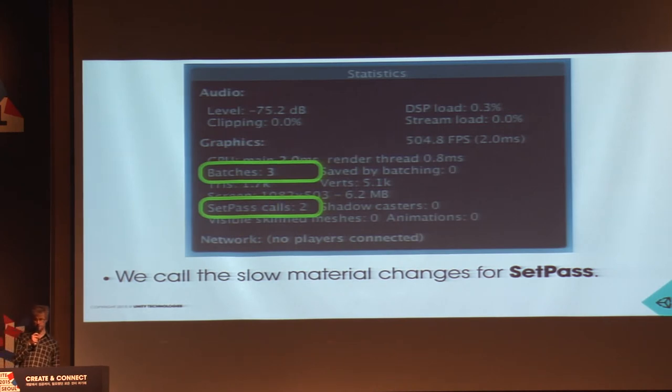In the Unity game view, there's a statistics dropdown where you can see both the number of batches and the number of set pass calls. When there's a set pass call, it always also generates a new batch. So the batch count will always be at least as high as the set pass calls. But since the set pass calls are slower, it's good to minimize them as much as possible.